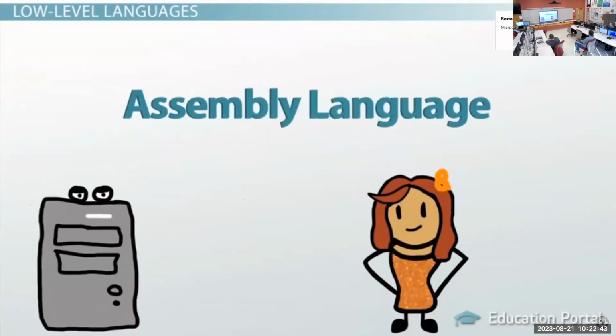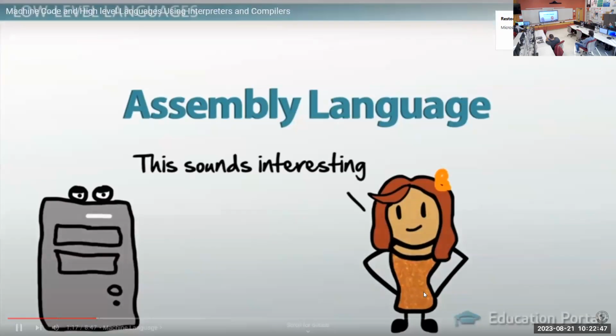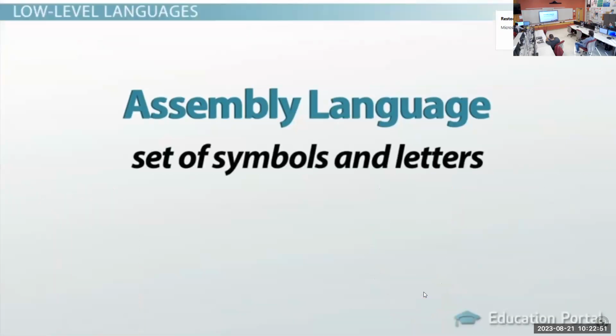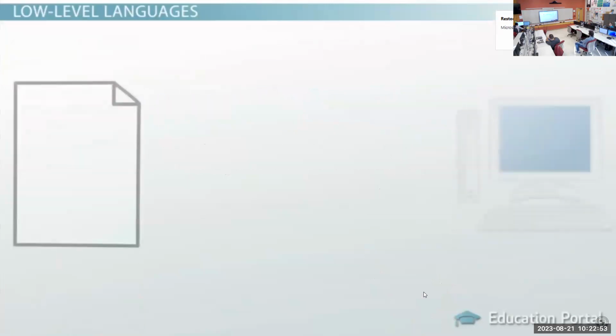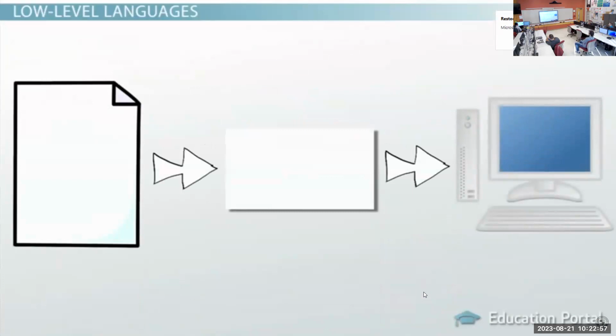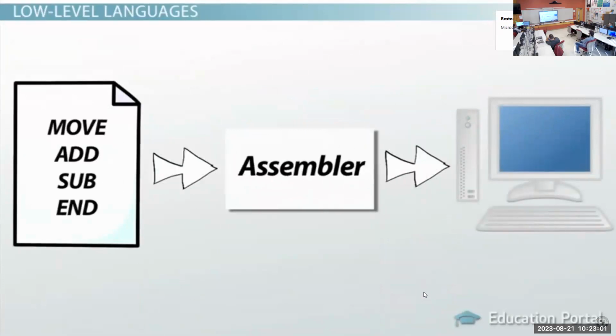An assembly language is the first step to improve programming structure and make machine language more readable by humans. An assembly language consists of a set of symbols and letters. A translator is required to translate the assembly language to machine language. This translator program is called the assembler. It can be called a second generation language since it no longer uses ones and zeros to write instructions, but terms like move, add, sub, and end.